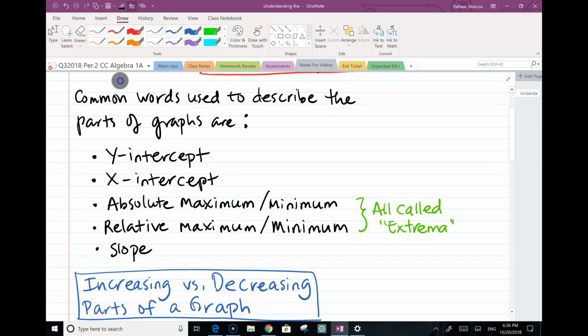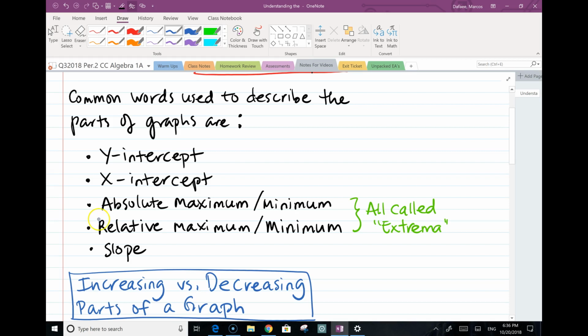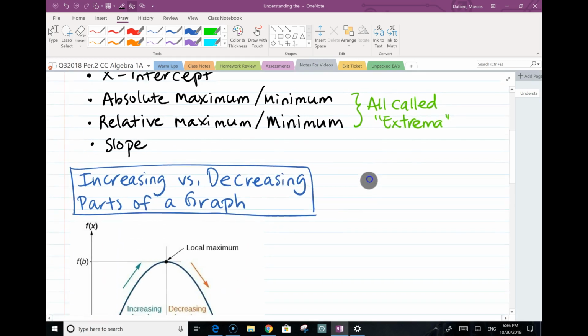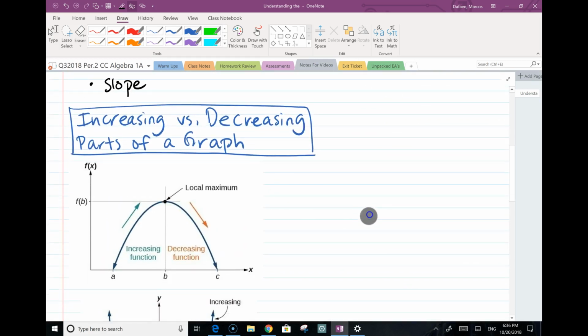They are y-intercepts, x-intercepts, absolute maximum minimum, and relative maximum minimum, which altogether are called extrema. And the last is slope. And I actually want to begin with the last one, which is the slope. So let's look at that with this graph here.